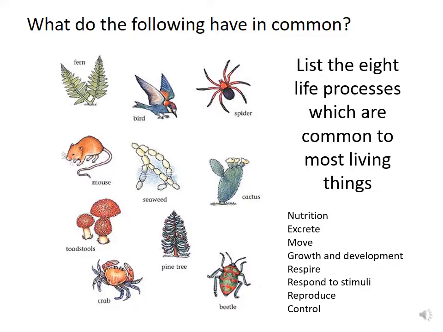They will all grow and develop and change as time goes on, and they all respire to release energy. They will all respond to stimuli, and they will all reproduce. All of them undergo some form of control, either by using a nervous system, or they will use hormones or chemicals.